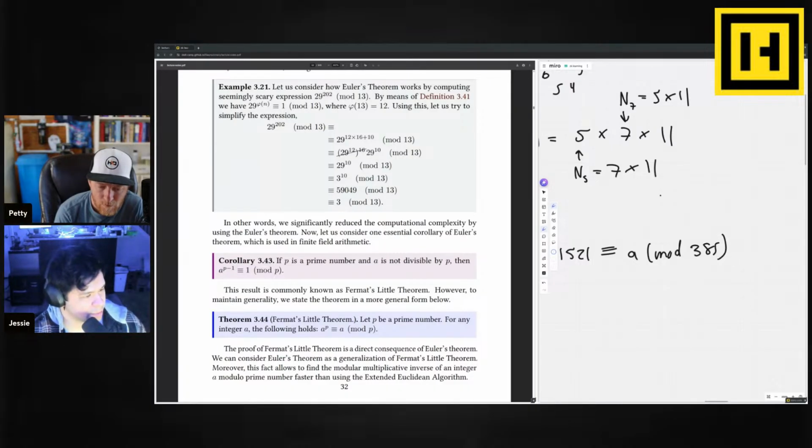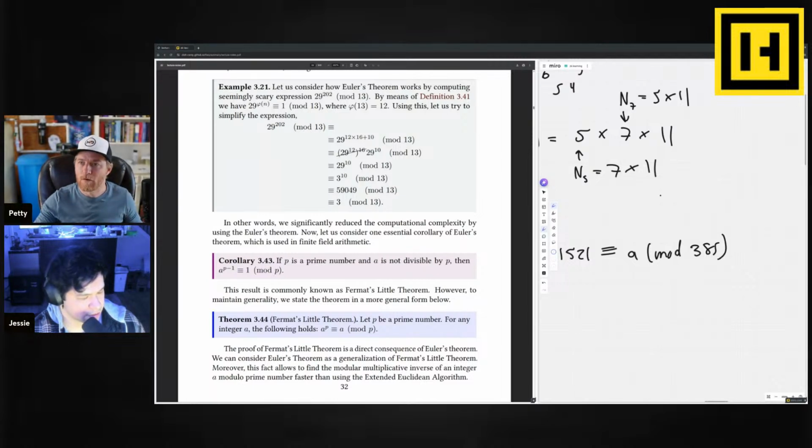Let's go back up here. I guess they only care about the remainder in this, right? I need to go up to go back down. For instance, the conclusion they make after the example, they have 3 mod 13. In other words, we significantly reduce the computational complexity by using Euler's theorem.